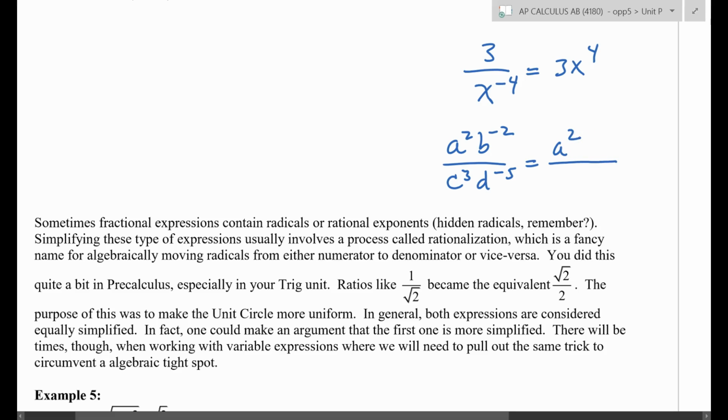B to the negative second power is in the numerator, so to make it positive, it's gonna take the elevator. C cubed is positive, so it's gonna stay. And D to the negative fifth is negative, so it's gonna take the elevator. Easy way to remember it? Okay, so let's go to this problem.